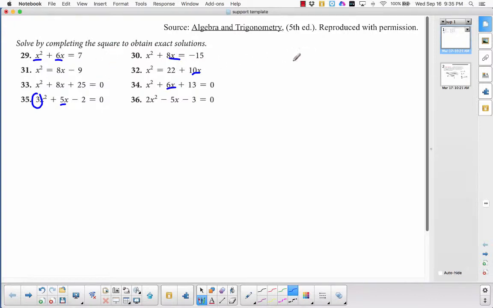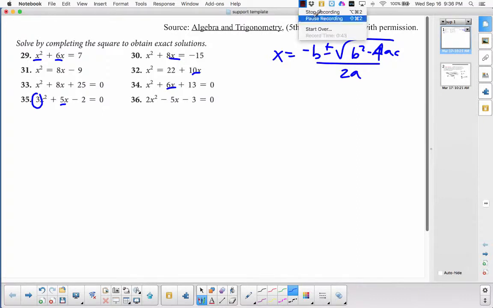But typically I would be just using this, and to solve that, rather than using completing the square, I'd use the quadratic formula because it's way easier. But somebody wants me to show how to do it, so I will give it a shot. Okay, so let's try this one. So 3x squared plus 5x.